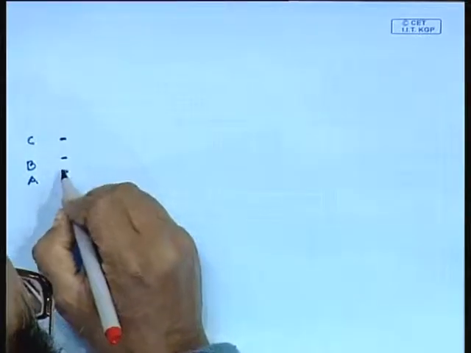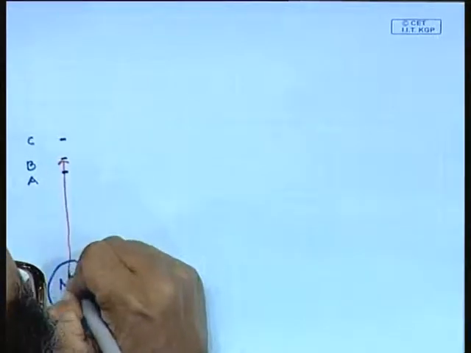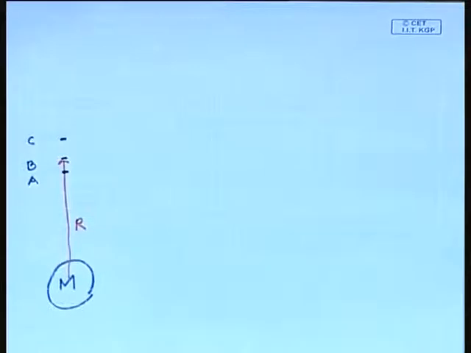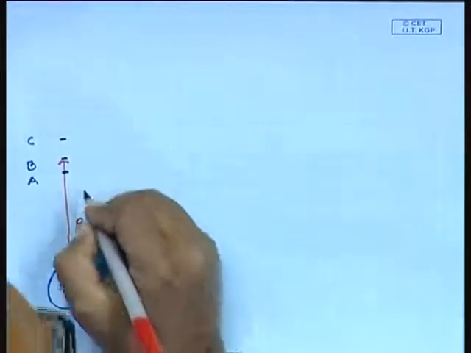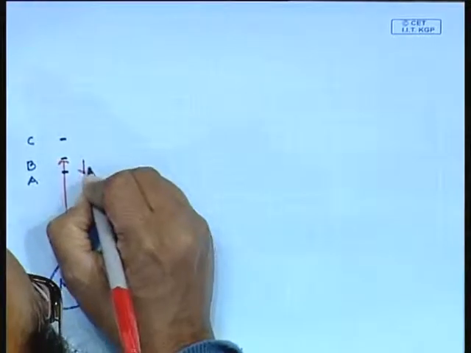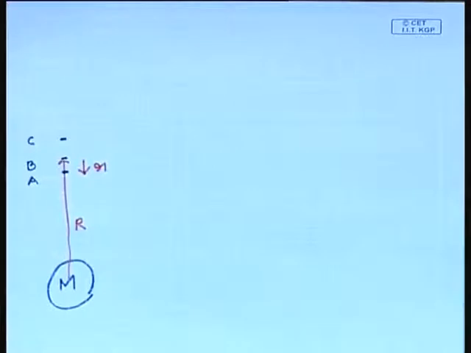Let us say that the distance to B is R, and A and B are at a distance small r relative to B. Okay, so that is the situation that we are considering.